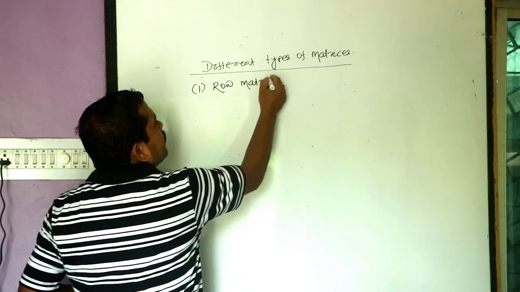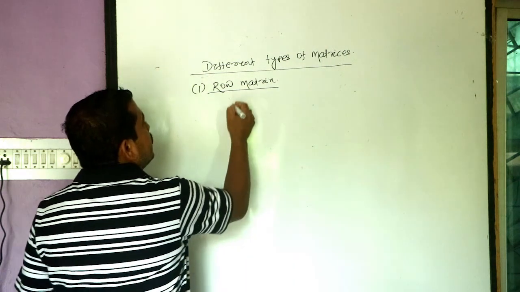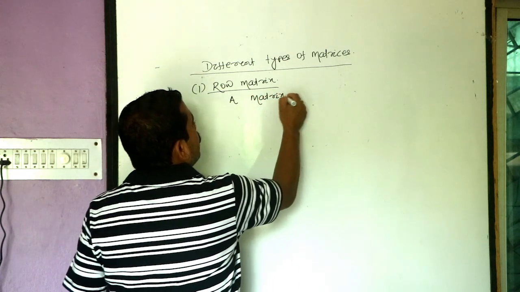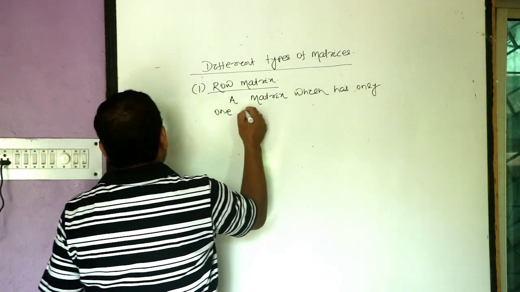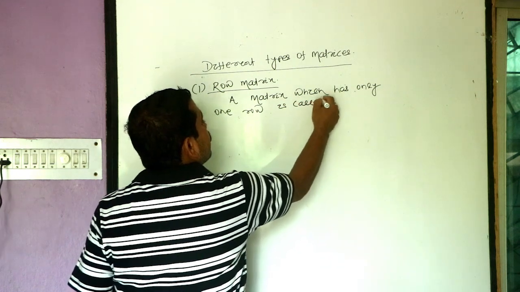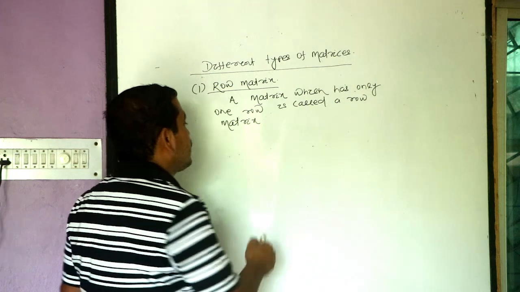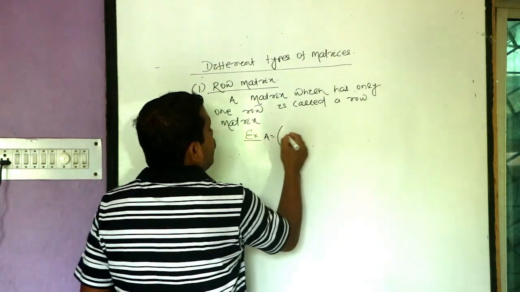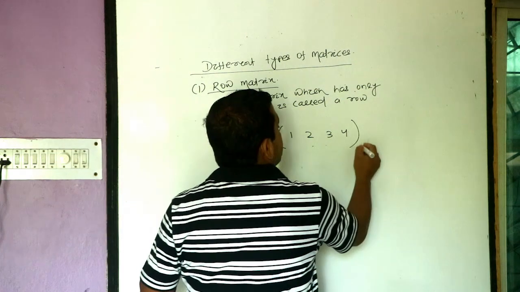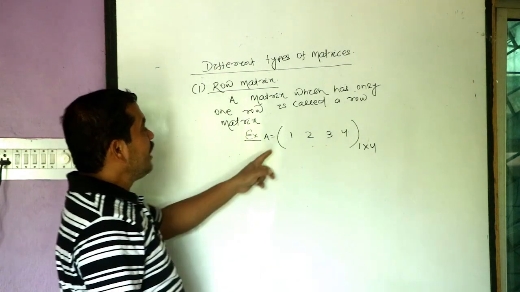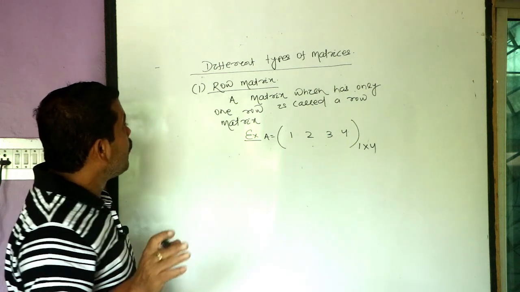Row matrix. A matrix which has only one row is called a row matrix. For example, 1, 2, 3, 4. This is a matrix which has only one row but 4 columns. So its order will be 1 cross 4. That is a matrix of order 1 cross 4, meaning it has only one row and 4 columns. That is known as a row matrix.